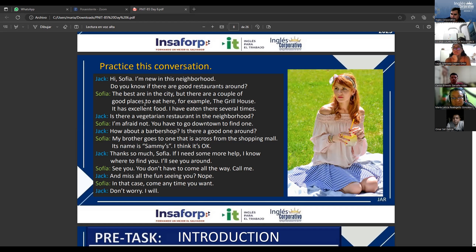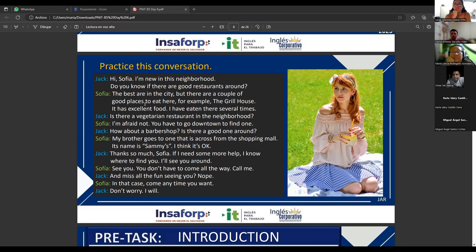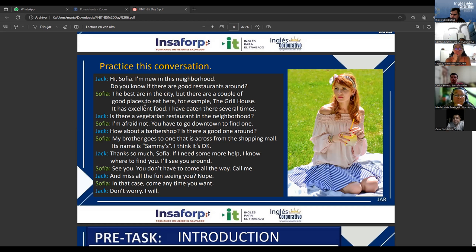Welcome. Do you know if there are good restaurants around? The best are in the city, but there are a couple of good places to eat here. For example, the Grill House. It has excellent food. I have eaten there several times. Welcome. Is there a vegetarian restaurant in the neighborhood? In the neighborhood. I'm afraid not. You are going to go downtown to find one.